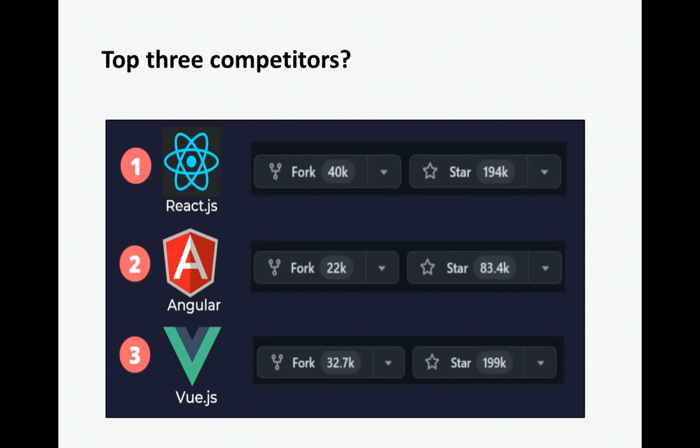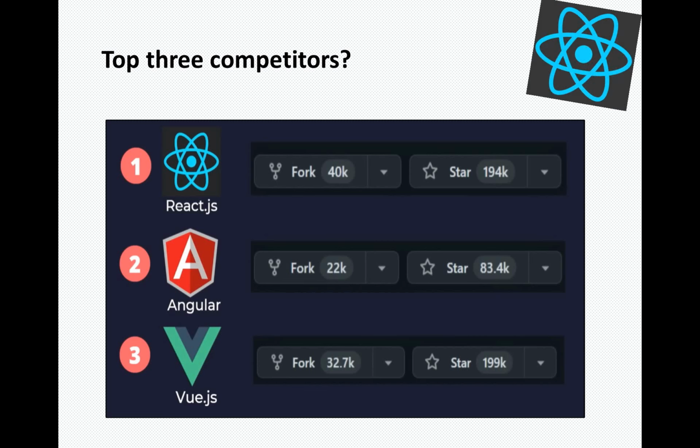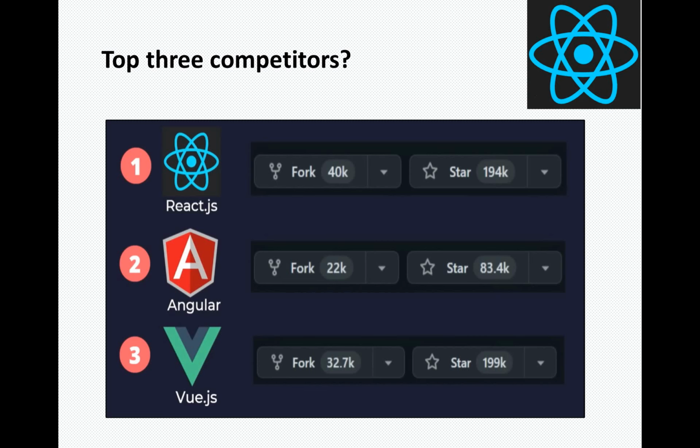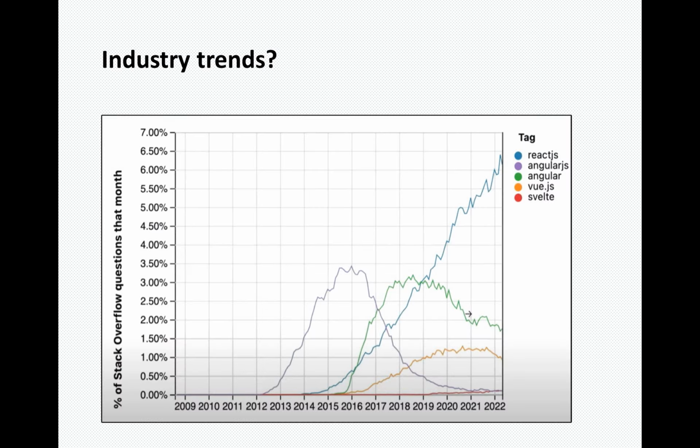Next one is the top three competitors for React.js. React.js is on number one, second is Angular, and third is Vue.js. So these are the top three competitors which I highlighted for React.js. The next one is industry trend.